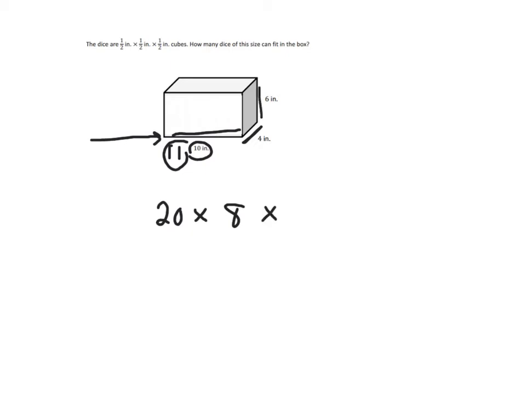And then we have this height. So we have 2 dice in 1 inch again. So 2 times 6 is 12. So in order to find the total number of dice that can fit into this box, we need to multiply 20 times 8 times 12.